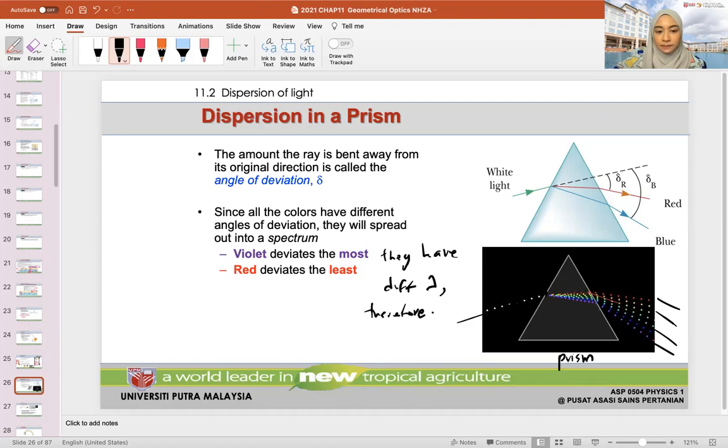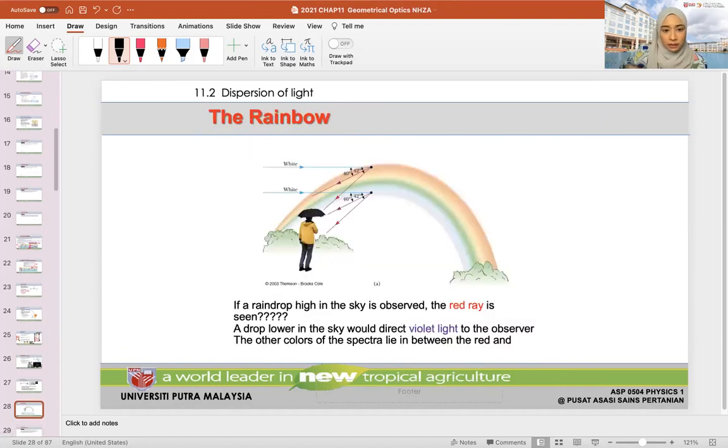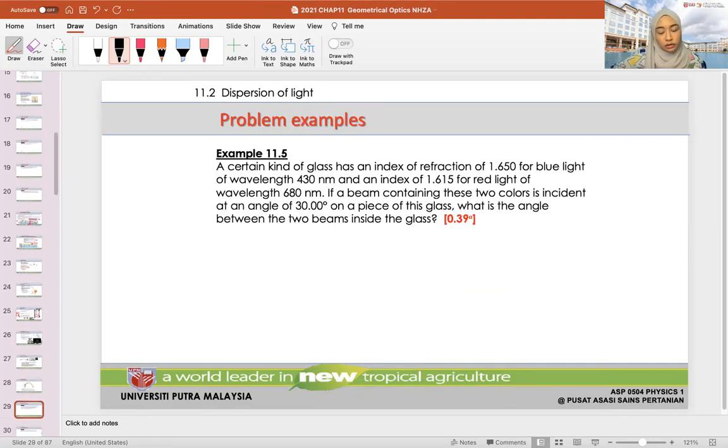Therefore, they refract at different angles, which we call dispersion. So your n changes with respect to your lambda. These are other applications of dispersion: a prism spectrometer, which you can read about if you like. And the rainbow is also an application. We will not go into detail because it's quite hard and it's not on your quiz.